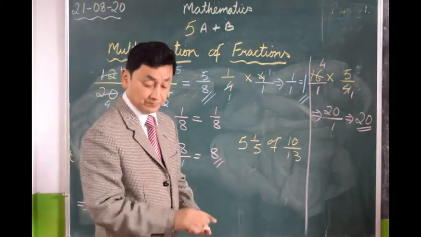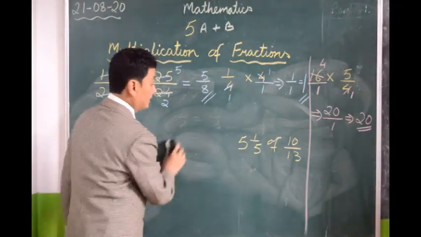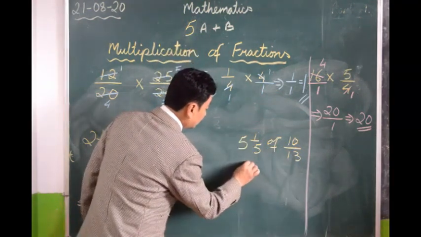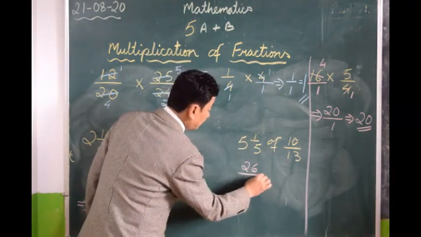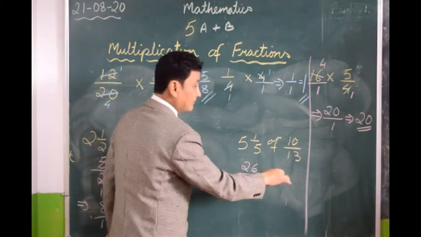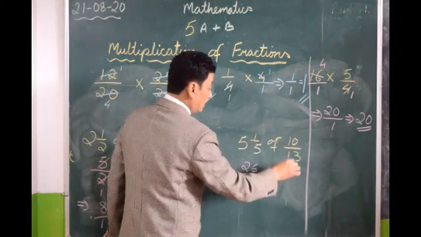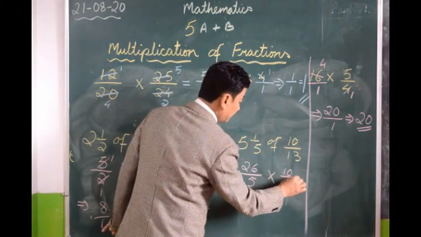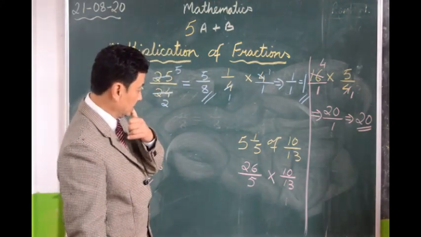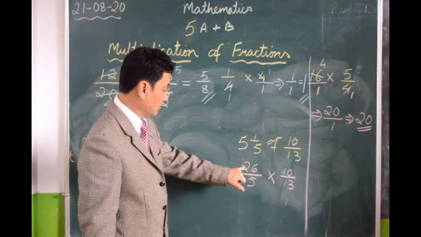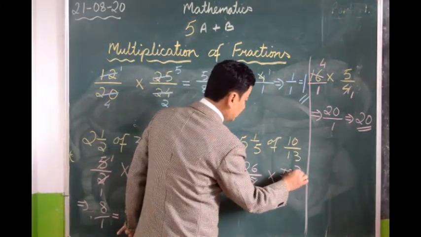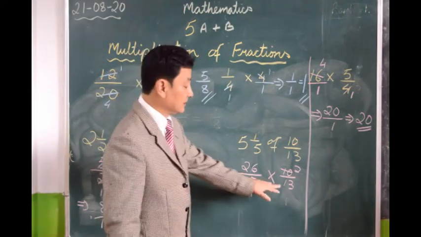Pay attention. First step, convert. 5 5s are 25 plus 1, 26 upon 5. Of means multiply. And we don't have to convert this because there's no whole number, so you write the same number, 10 upon 13. Now let's have a look. Will 5 and 26 cancel? No. Will 5 and 10 cancel? Yes. 5 1s are 5, 5 2s are 10. Will 26 and 13 cancel?